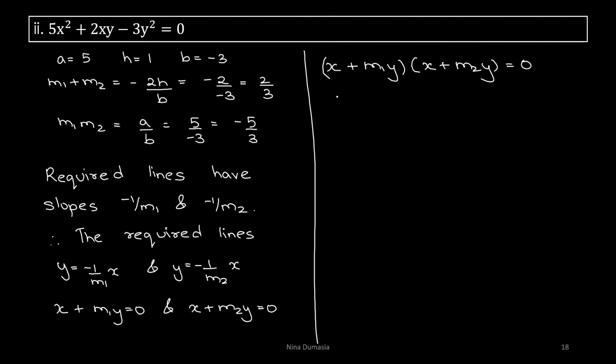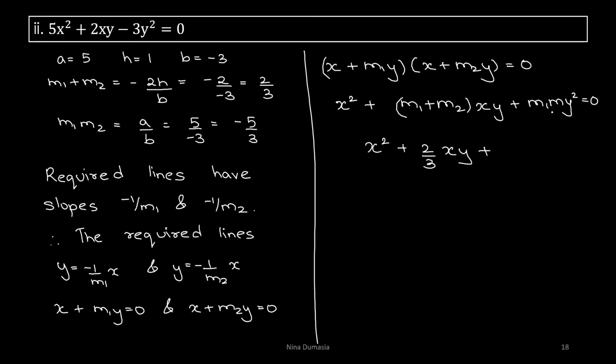हमें सेम चीज मिलेगा जो हमें प्रीवियस क्वेश्चन में मिला था, इसलिए I am writing this directly for now, but in the exam you should solve it as an individual question और सब कुछ लिखना चाहिए. ठीक है, but because we just did it, I am writing it directly. And now we just have to substitute the value for m1 plus m2, which in this case is 2/3, and m1 into m2 is equal to minus 5/3 into y square is equal to 0.